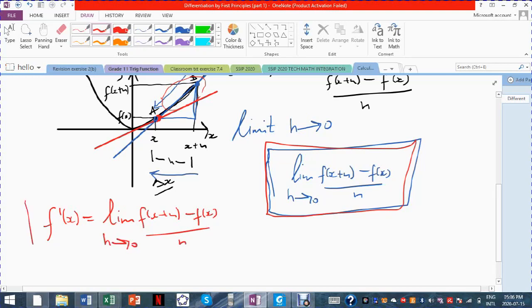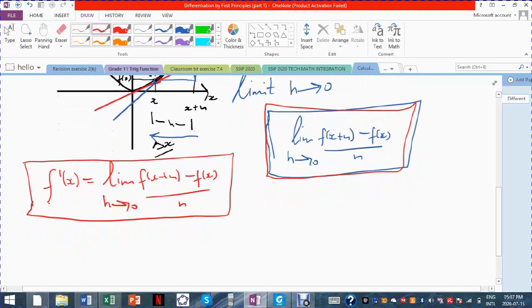So now this is our function that gives us the gradient at a point. So what does this actually mean? F prime x simply means differentiation. This is where the differentiation part comes from, and by first principle, which means this limit when h approaches 0. This is by first principle. So this is differentiation.